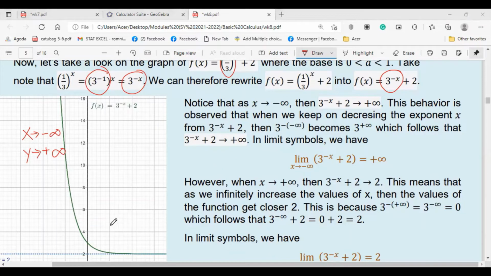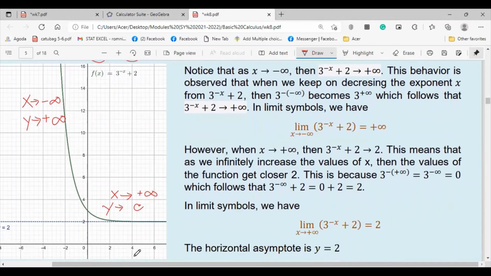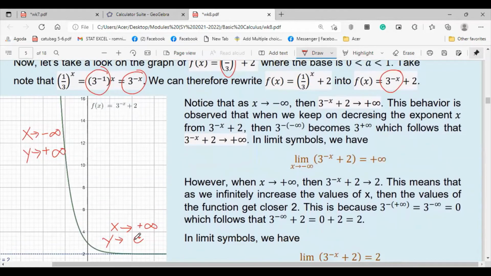Samantala, kapag pa-increase ang x, ang y ay mag-a-approach sa isang number na constant. So, sa case na to ng graph ni 3 raised to negative x plus 2, papunta siya sa 2 na constant. Pero ang tanong siguro, ano ang kinalaman nito? Kasi nakita mo, 3 na yung base. So, 3 raised to negative x. Kita mo? This is 3. Okay. Let's clarify that later.